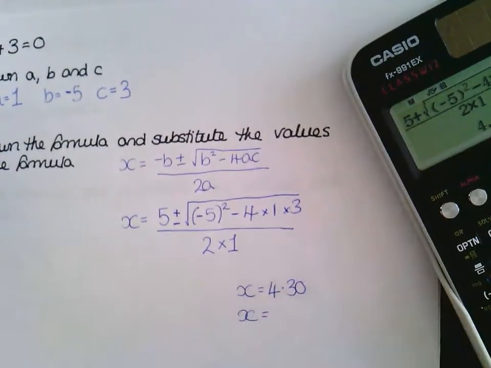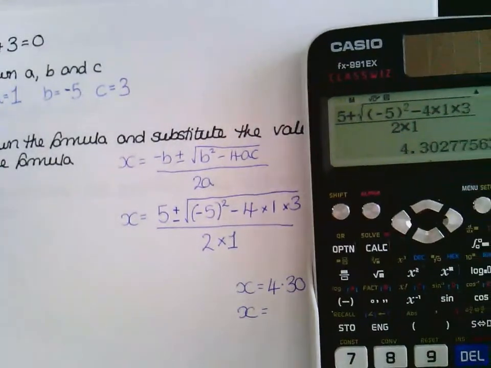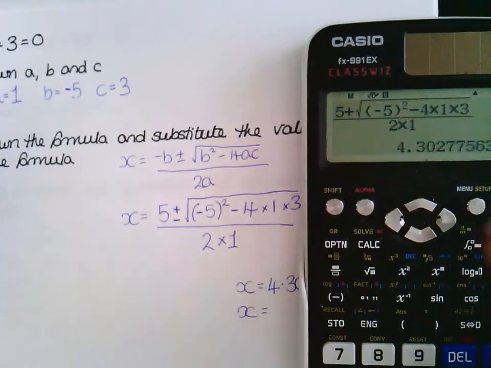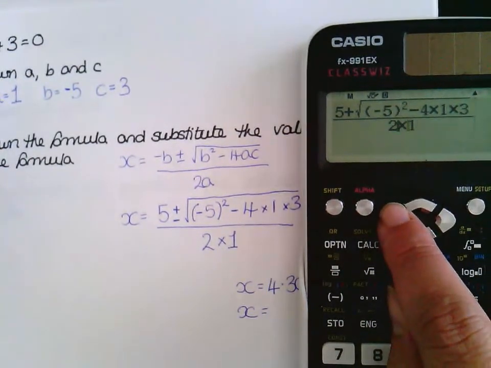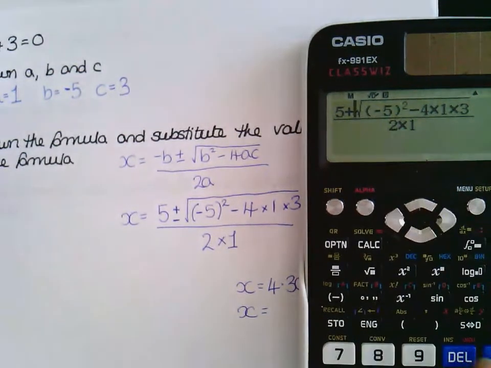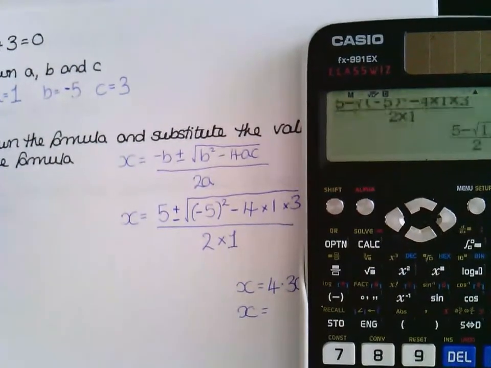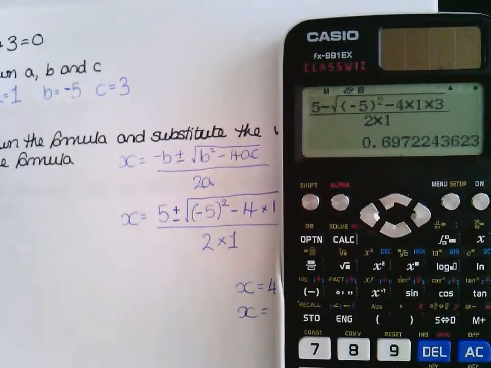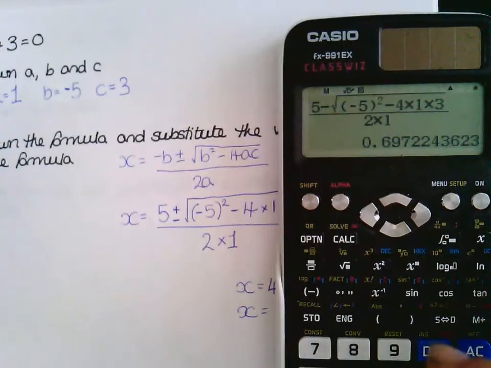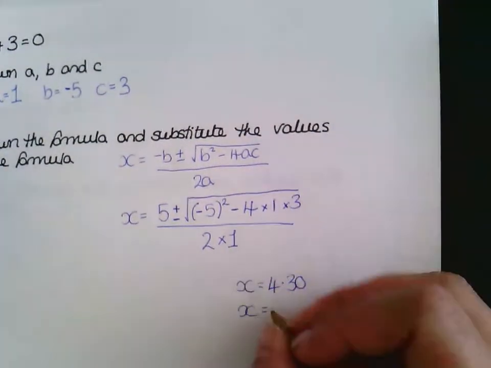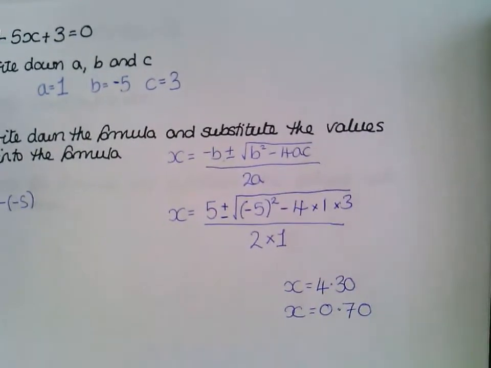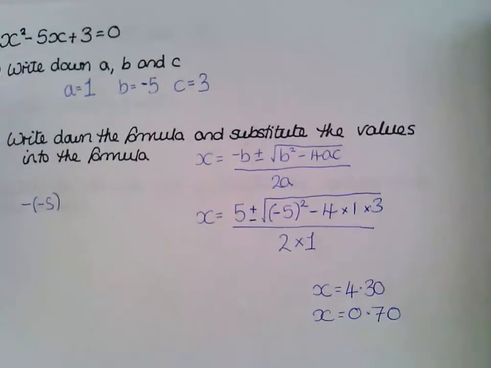That is one of our solutions. But there are 2 solutions when we solve a quadratic. Now what I need to do is type this in again, but instead of having a plus here, I'm going to put a minus. So I could type it all again, or I'm going to use my arrows, go along, press delete, change that to a takeaway, and press equals. So I now have my second solution. I'll push S to D, 2 decimal places, 0.70. And we have solved this equation through using the formula.